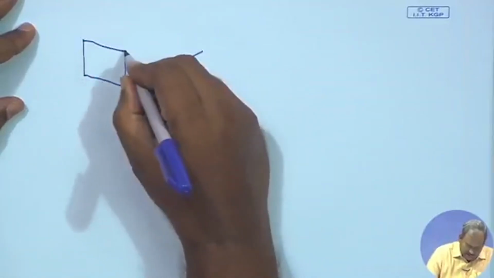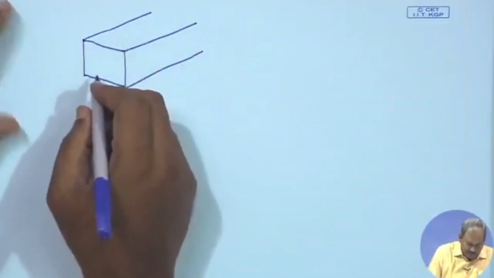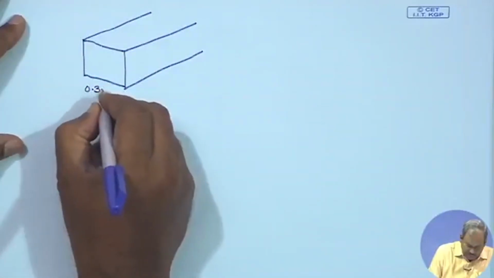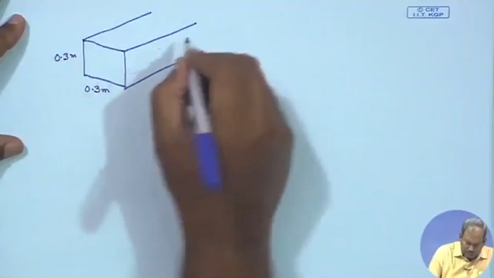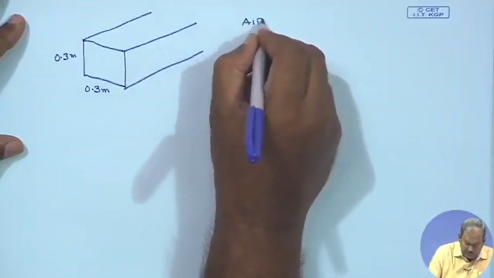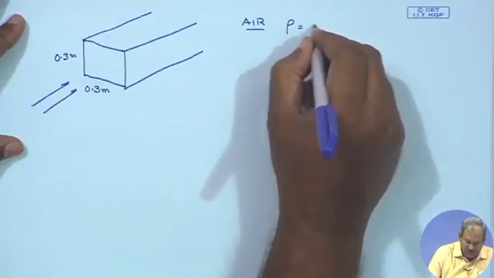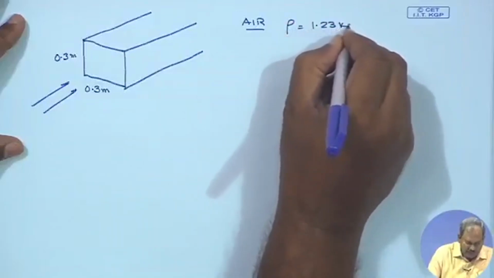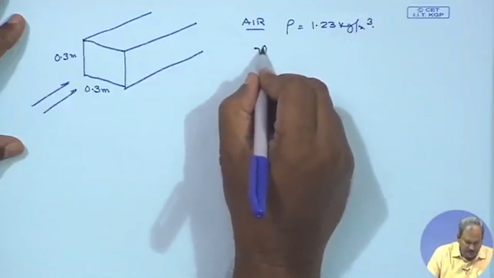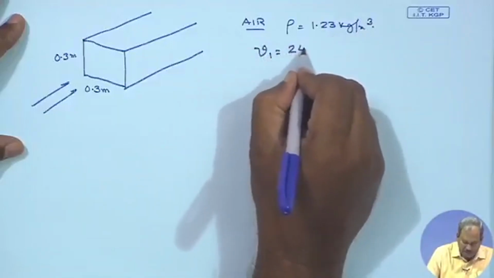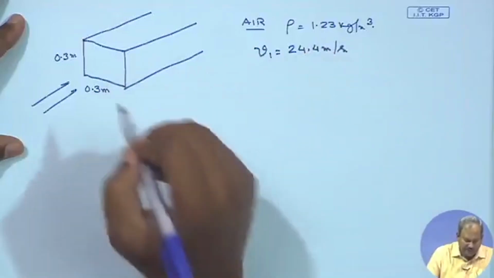So, here I have a square duct and the size of the duct is 0.3 meter and this is also 0.3 meter. Air is flowing through it. So, air flows through this duct which has a density equal to 1.23 kg per meter cube. The velocity V1 is going to be equal to 24.4 meter per second at the beginning of this section.